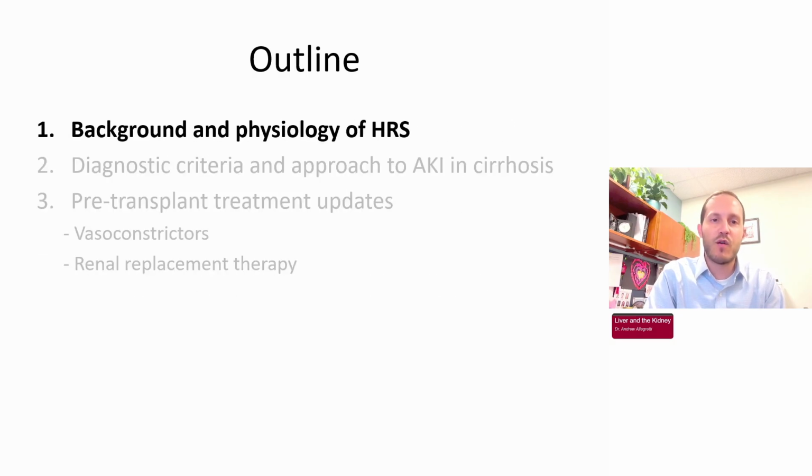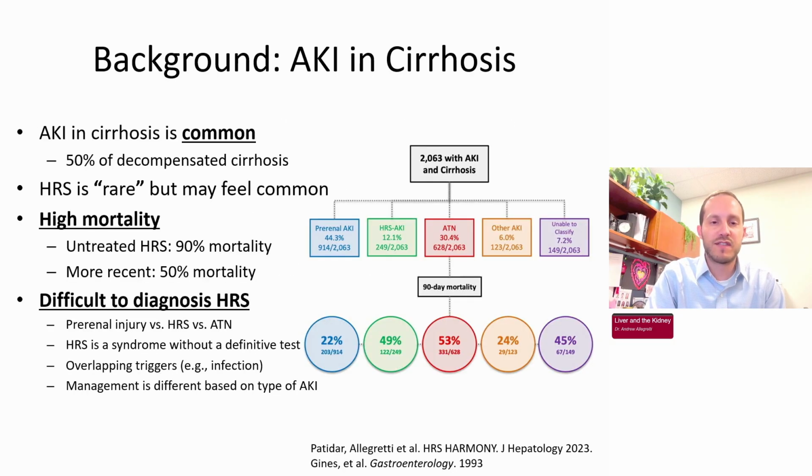I start almost all my talks on hepatorenal syndrome the same way. First, AKI in general in cirrhosis, especially decompensated cirrhosis, is incredibly common. But hepatorenal syndrome as an entity is technically a rare disease as defined by the FDA, which means there's just 200,000 cases of it in the United States or less per year. But when you're taking care of a population of patients like this, it may feel more common.